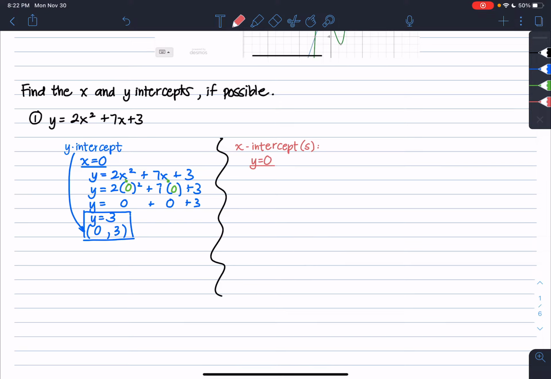So I'm going to copy the problem again. We get y equals 2x squared plus 7x plus 3. Now this time I'm going to plug in 0 for y. So we get 0 equals 2x squared plus 7x plus 3.